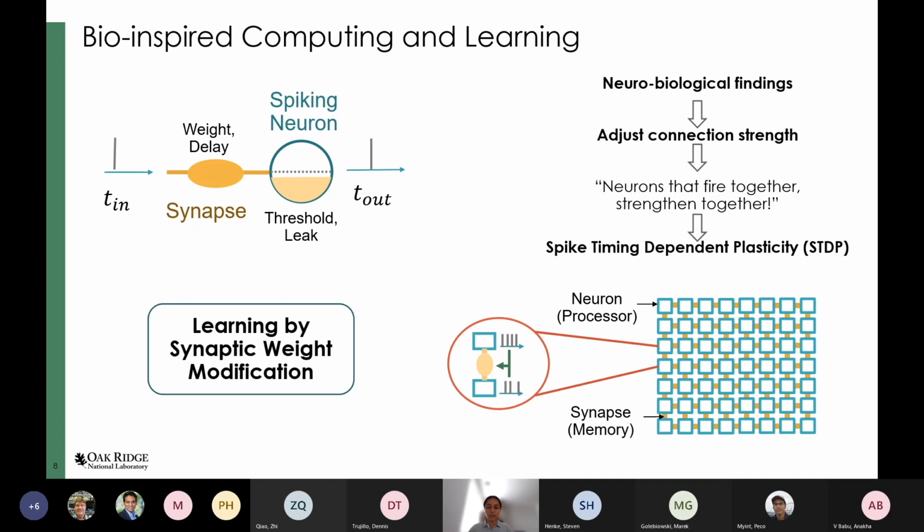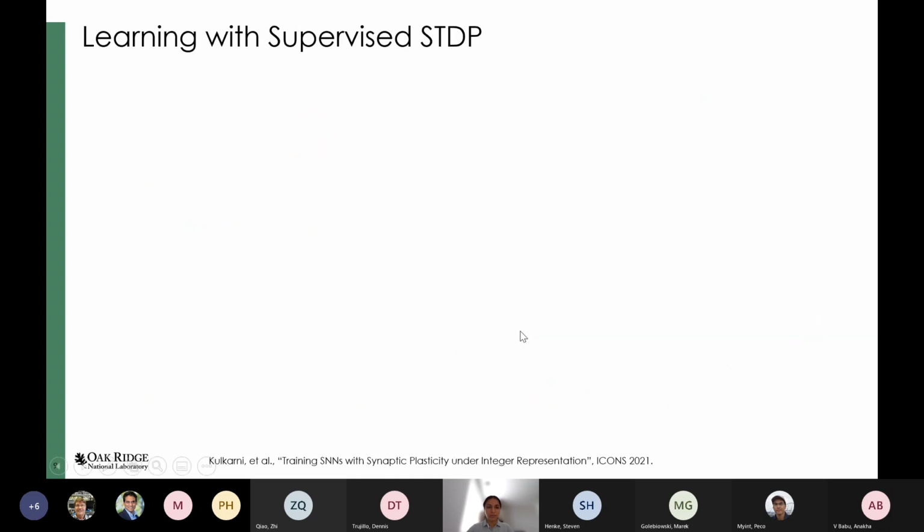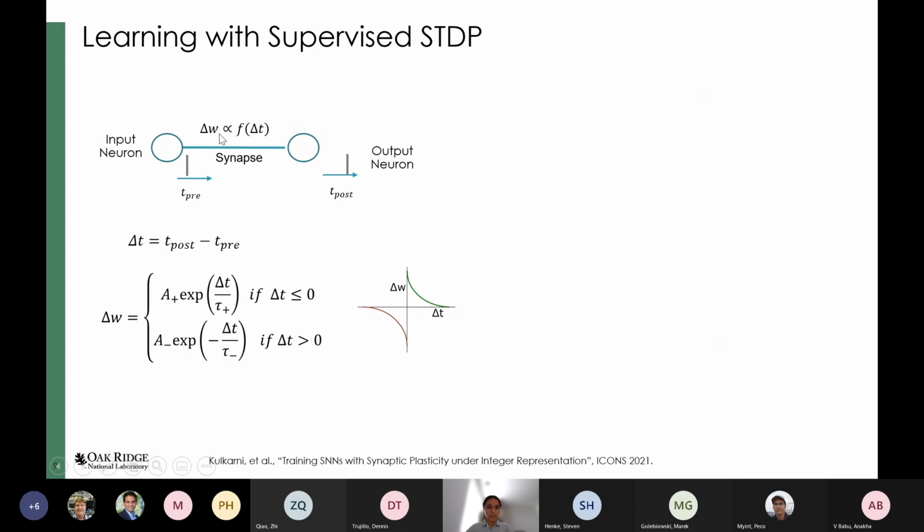So this is an abstract look at how neuromorphic hardware and the local synaptic learning rule can be implemented. We did a couple of studies and tried it on a classification problem. For the classification problem, we applied certain modifications to the basic spike timing dependent plasticity rule by introducing certain supervision to it.